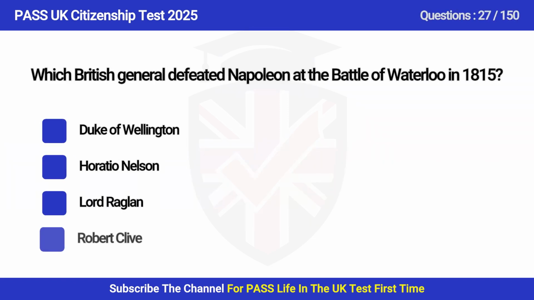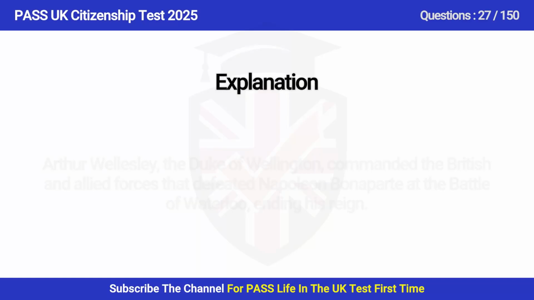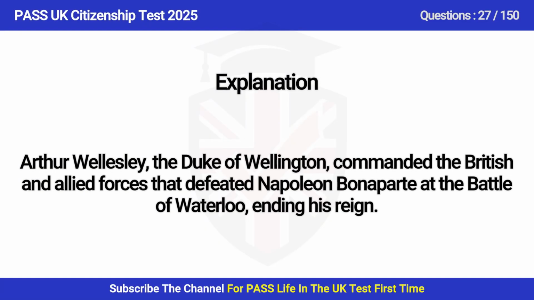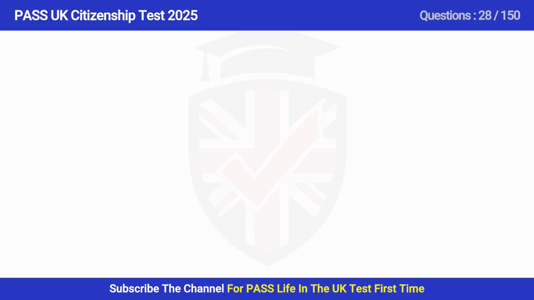Question 27. Which British general defeated Napoleon at the Battle of Waterloo in 1815? A. Duke of Wellington, B. Nelson, C. Lord Raglan, D. Robert Clive. Answer is A. Duke of Wellington. Arthur Wellesley, the Duke of Wellington, commanded the British and Allied forces that defeated Napoleon Bonaparte at the Battle of Waterloo, ending his reign.